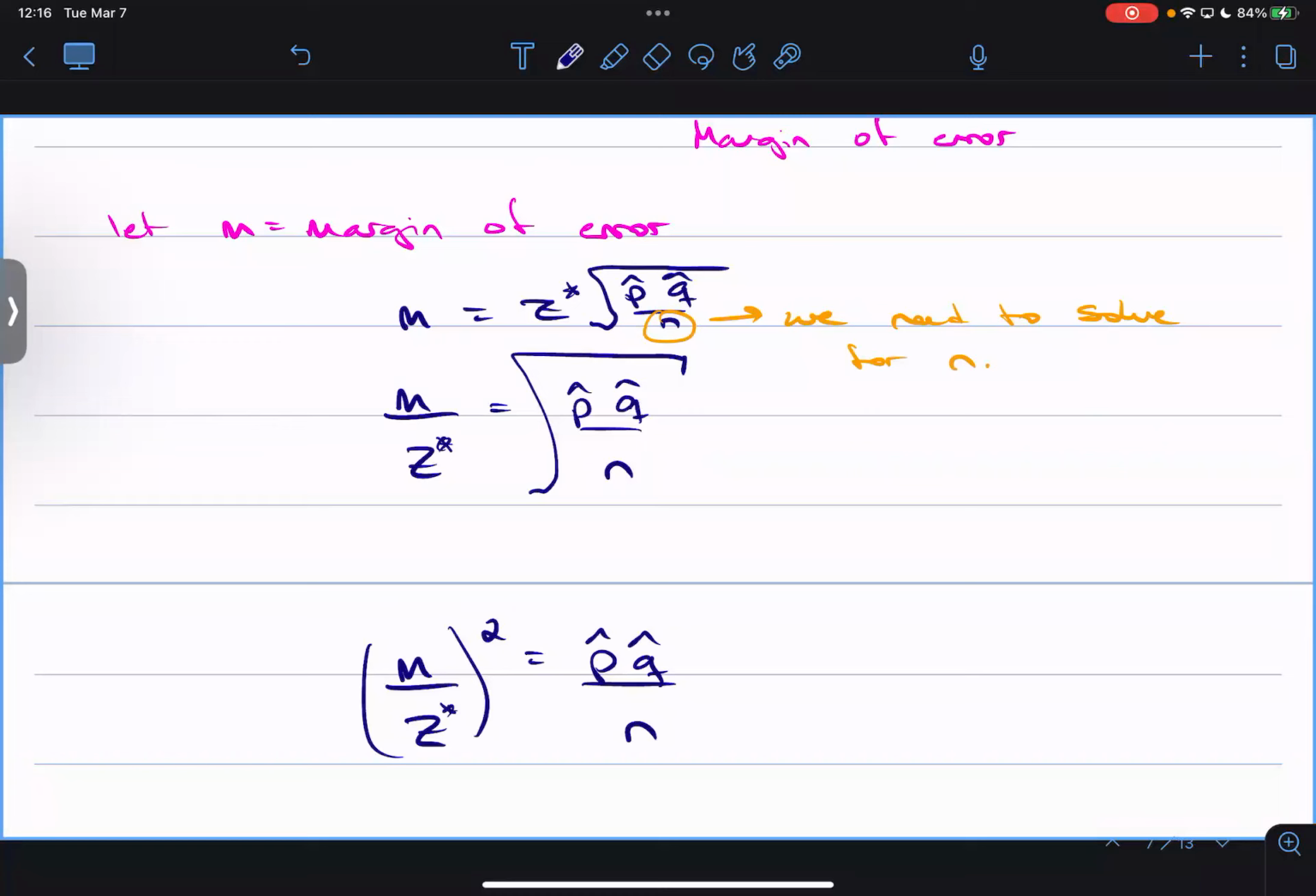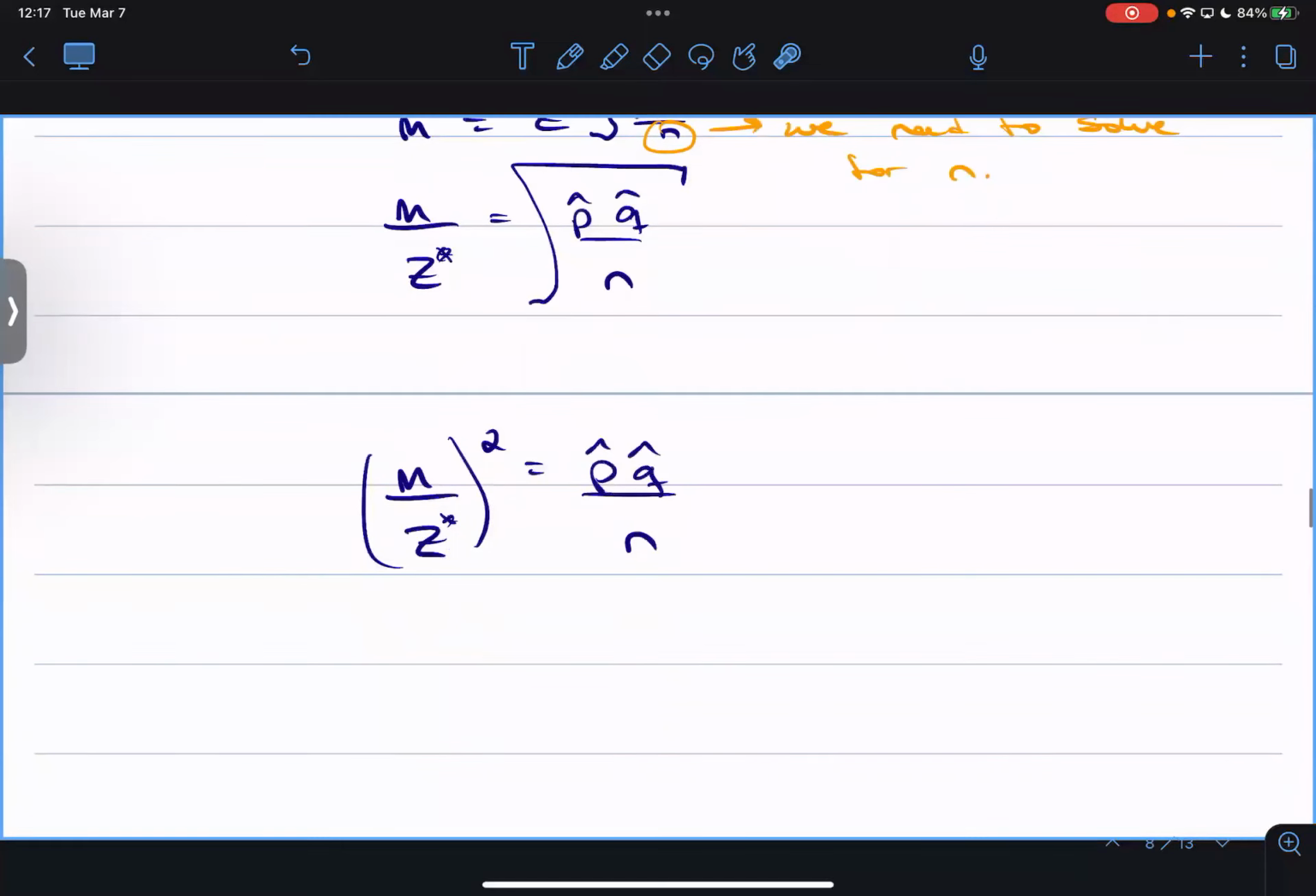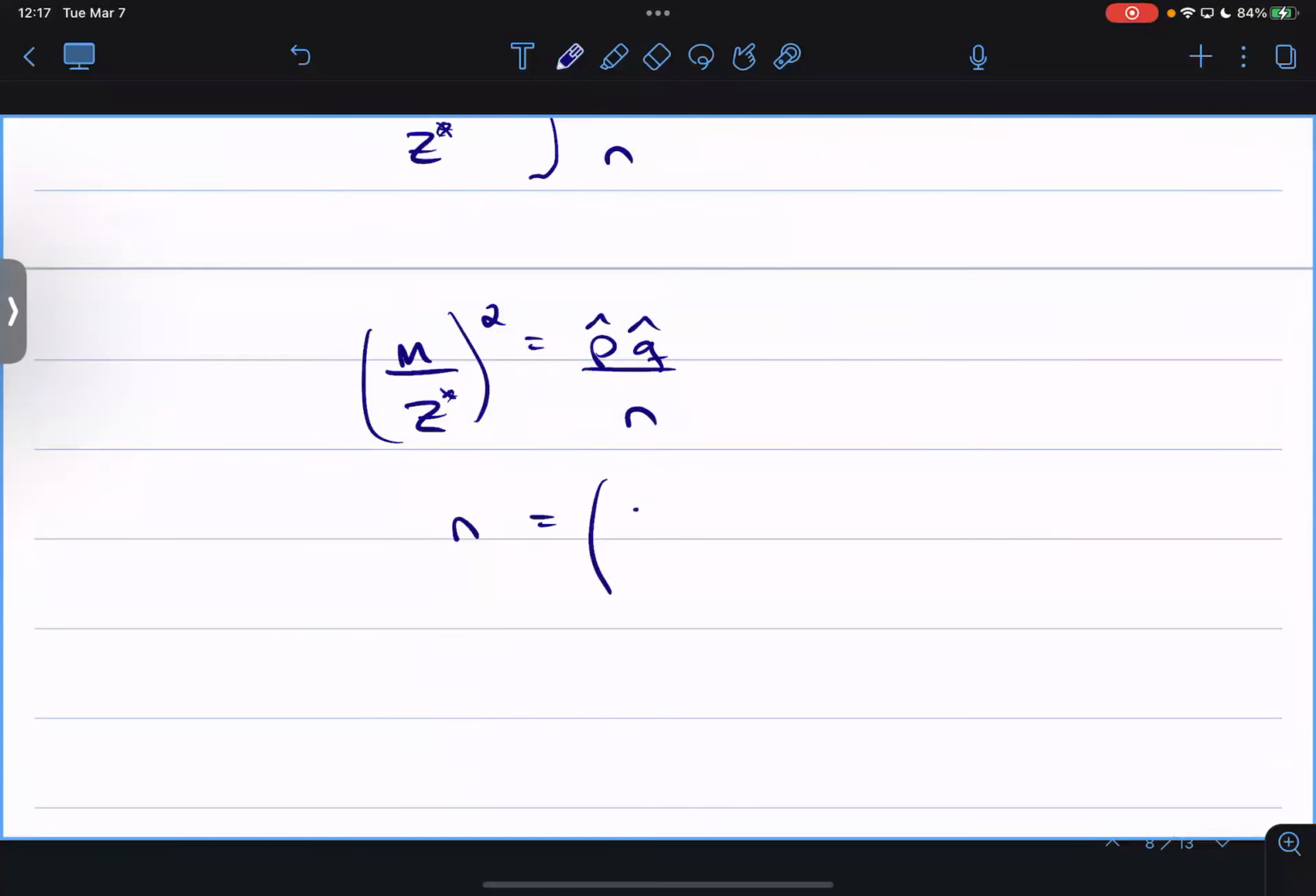Solving for n, I'm just going to do a quick switcheroo here. I'm going to multiply this over and divide this over here. And so what I get is that n is going to be z star divided by m, still squared but flipped around, times p hat q hat. Little switcheroo, but this is what's on your formula sheet.